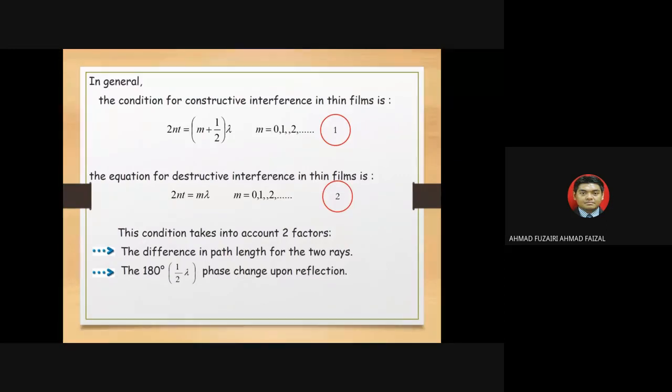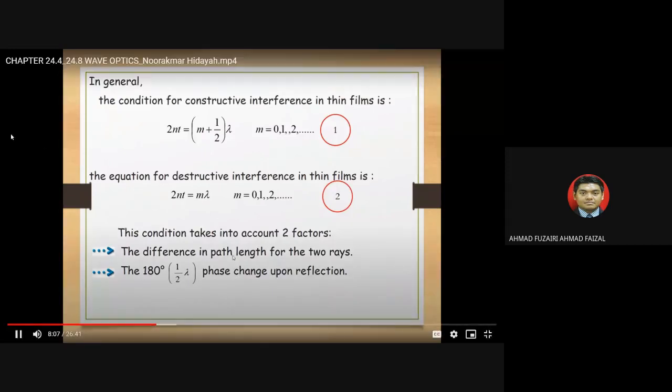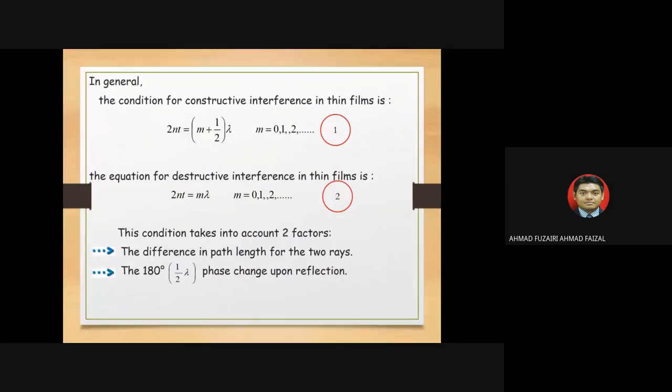If we are dealing with three different media, that is, you have a different medium above and below the thin film, then you have to reverse these two equations. That is, now the first equation becomes the equation for destructive interference, and the second equation becomes the equation for constructive interference. Once again, these conditions take into account two factors, that is the path difference between the two reflected rays, as well as the 180-degree phase change upon reflection.